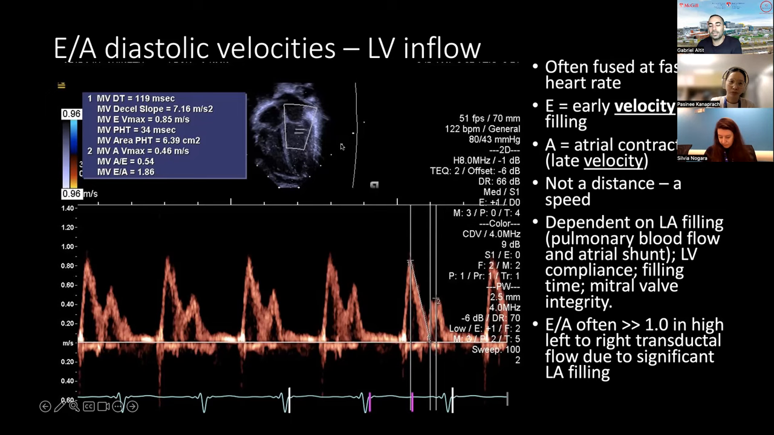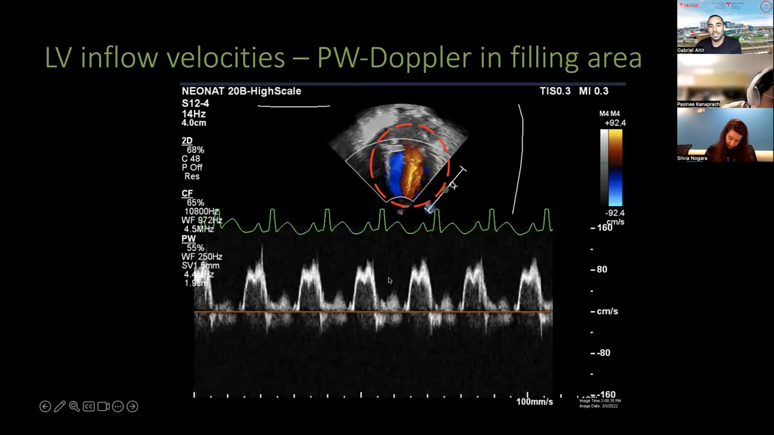And it's been used in some research to assess if it can be an early marker of diastolic dysfunction. But there's obviously not much data in the newborn because often these curves are fused. And don't forget, these are speeds, they're not distances. So that's an example where you see there's some degree of fusion, but you can still see your E and your A. And this is a premature baby who had, I think if I remember well, a very tiny duct.